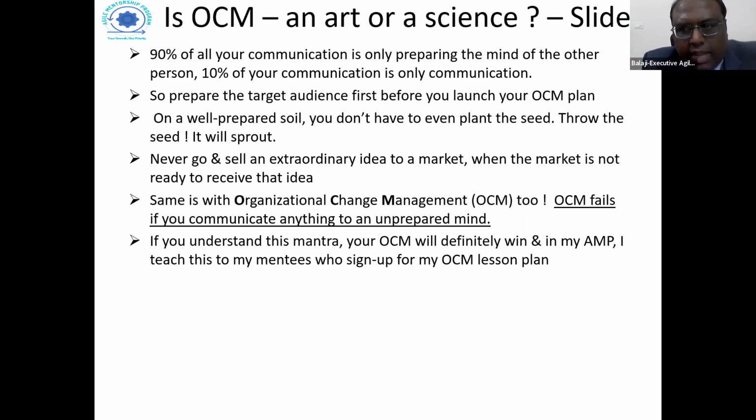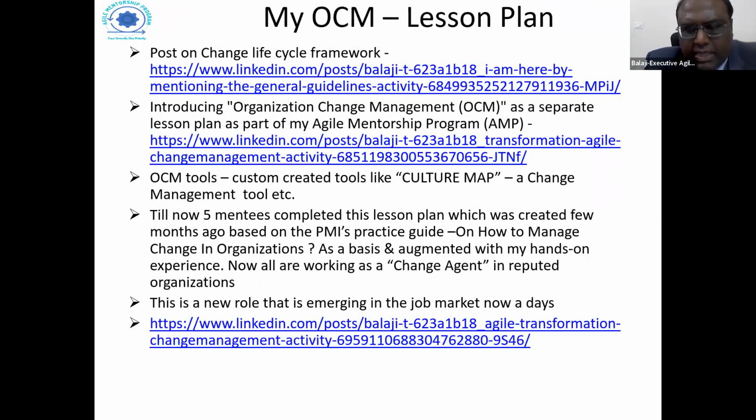I have given that particular analogy, and as I explained at the beginning, never go and sell an extraordinary idea to a market when the market is not ready. When the market is not ready, even a wonderful idea cannot be converted into monetization. When the market is ready, even an average idea is going to give you tons of revenue. Of course, the healthiness of the seed is important, but the soil also needs to be prepared. Prepare the soil, then you throw the seed. That's what we are trying to tell. Of course, I will come back to some of the links here.